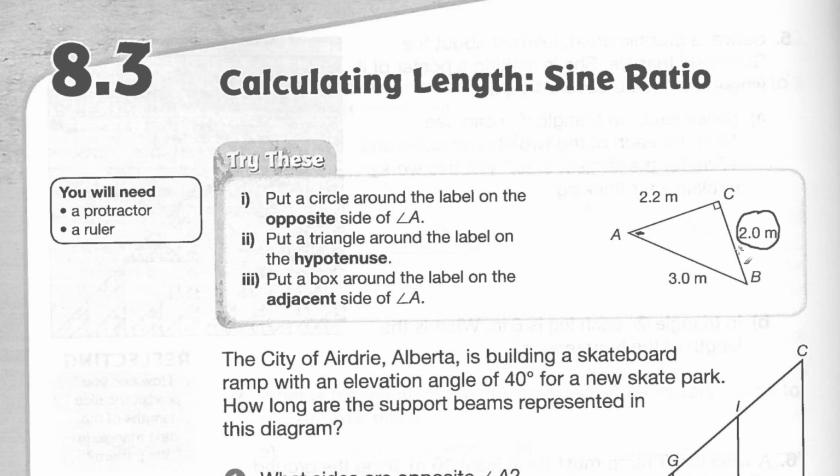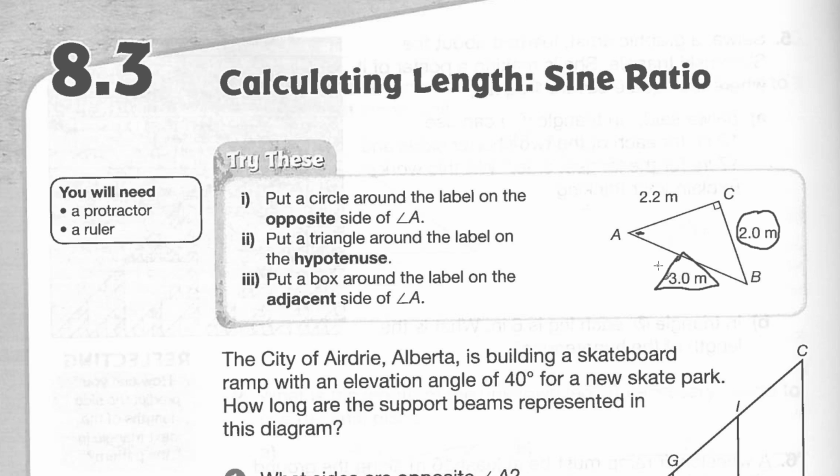The next one says put a triangle around the label on the hypotenuse. The hypotenuse is our longest side. It's also the side that's opposite angle C, the right angle. Either way, 3 meters is going to be our longest side.